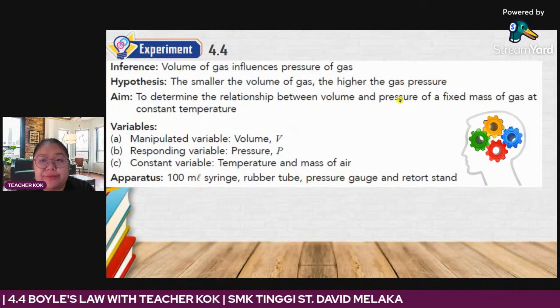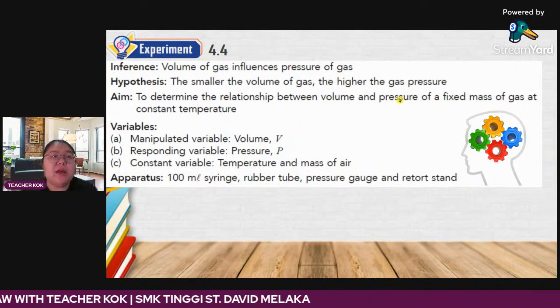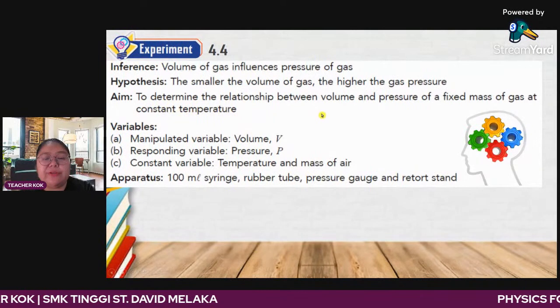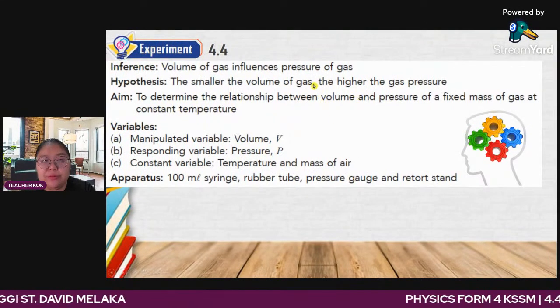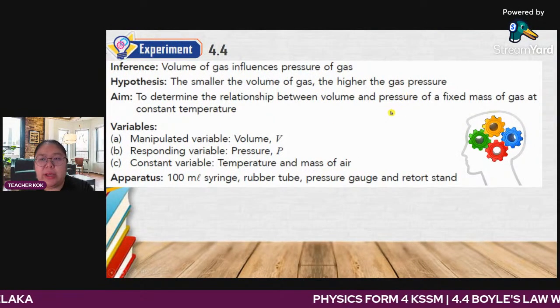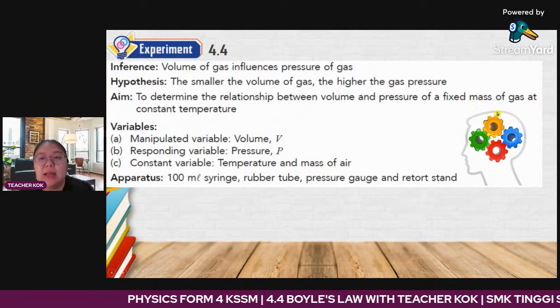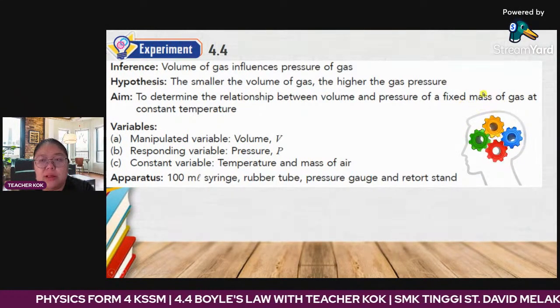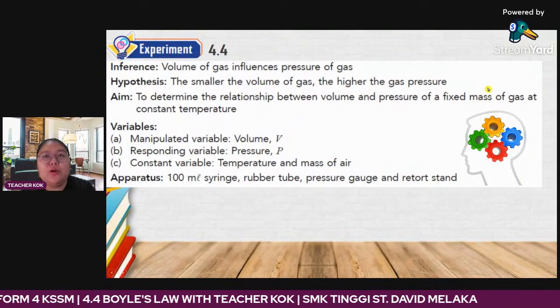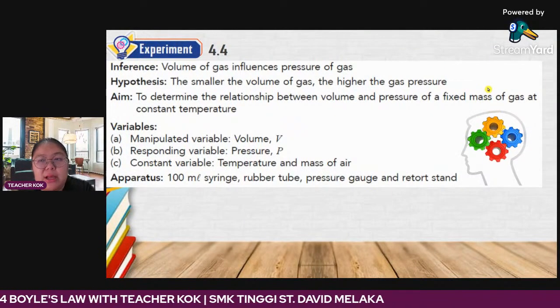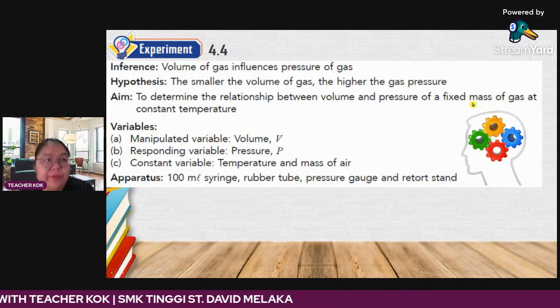Pressure increase. Okay, pressure will be increased. So from here, we need to determine the relationship between the volume and also pressure. You help me to add the sentence behind, it is important. What should be constant? The mass. You cannot add more gas in already, so we say the mass is fixed.